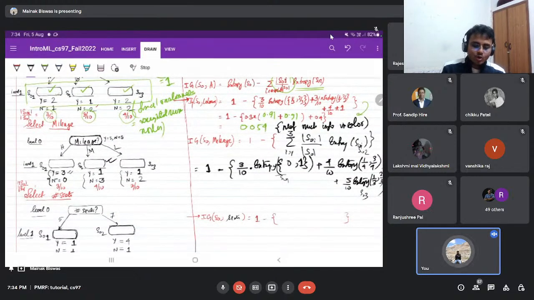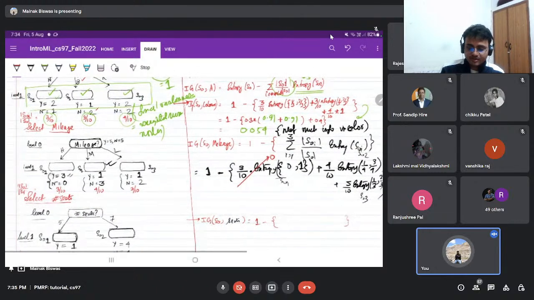You don't need to calculate anything for this one. This entropy is 0, as I have already told you, because there is no randomness here. You can clearly see one of these random variables is 1. I gave you this trivial case in the beginning itself. There's no randomness, so I put it to 0.